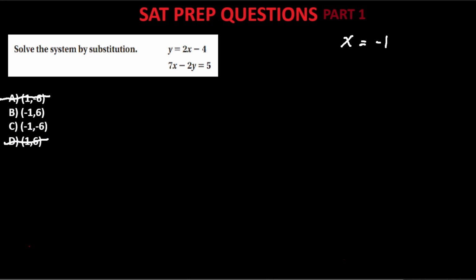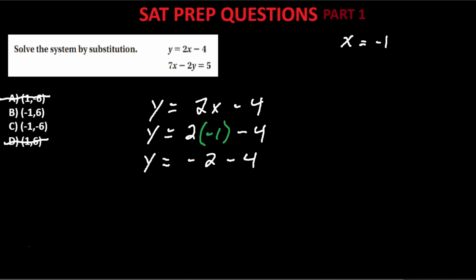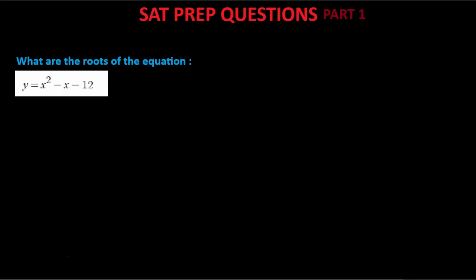Now I take either of the two equations. I'm going to take y equals 2x minus 4, and I'm going to substitute this minus 1 in, which then gives me y equals minus 2 minus 4. So combining the two answers, I get x is minus 1 and y is minus 6. So the correct answer is here, C, minus 1, minus 6.